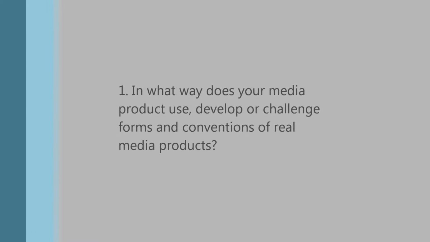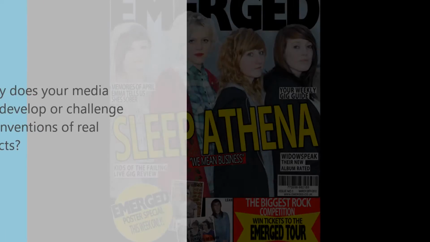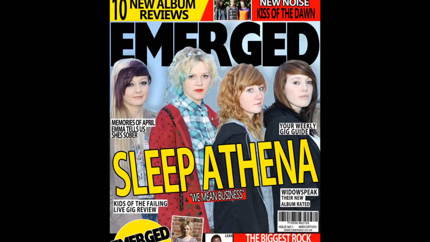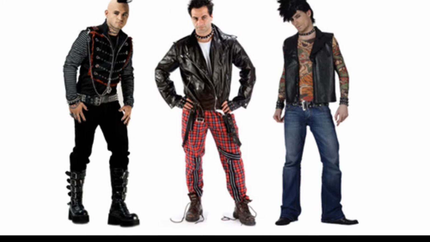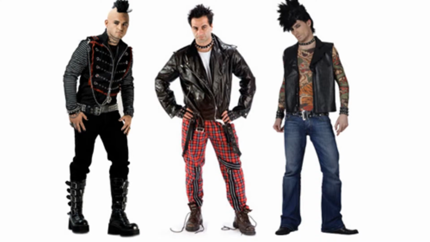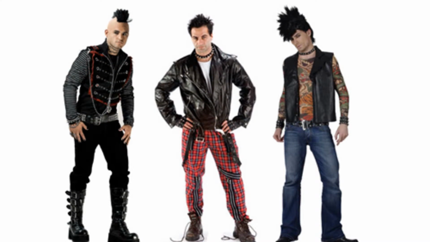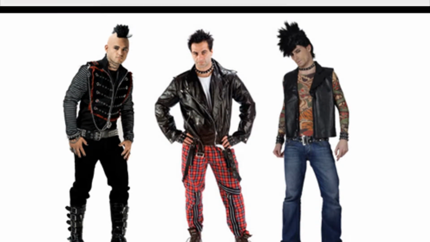This is my video evaluation of my media product that I have created. I created 4 pages of my magazine, a front cover, contents page and a double page spread. The name of my magazine is Emerged. I decided to call my magazine this as indie rock and alternative rock has emerged from punk rock. This started to happen back in the 1980s.